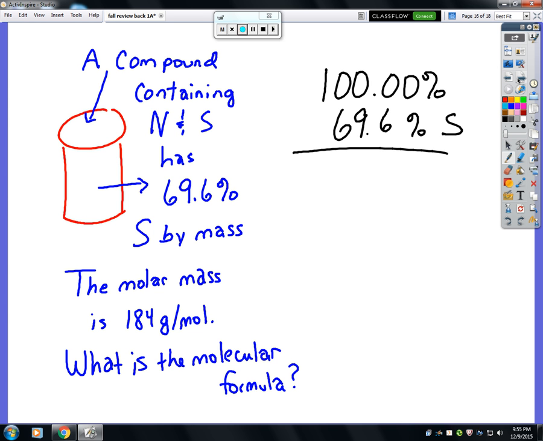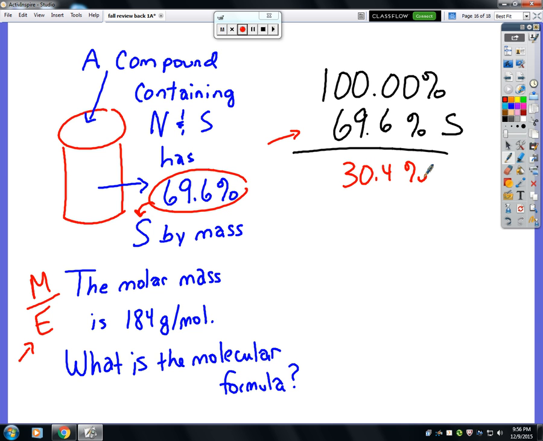Well, first of all, I don't know the empirical formula, do I? So this is my M part right here. But I need to know my empirical formula. So how do I do that? Well, they give me 69.6% of sulfur. How do I figure out nitrogen? Well, you take the 69.6% sulfur and subtract it from 100. And when I do that, I'm going to get 30.4% nitrogen.